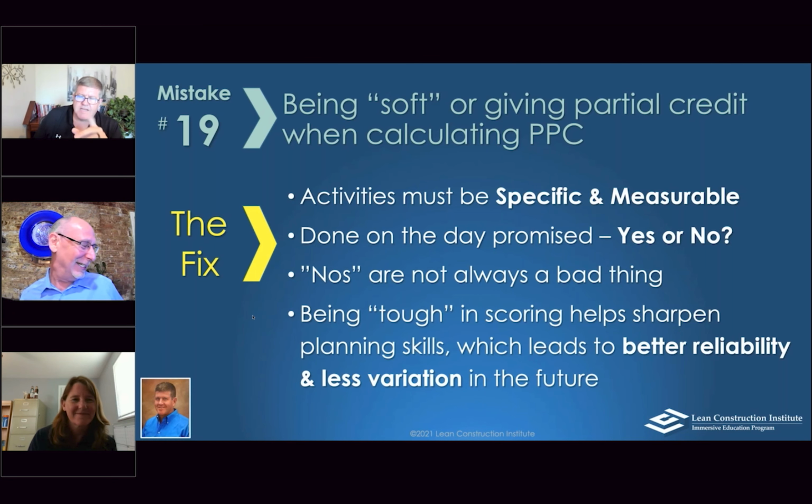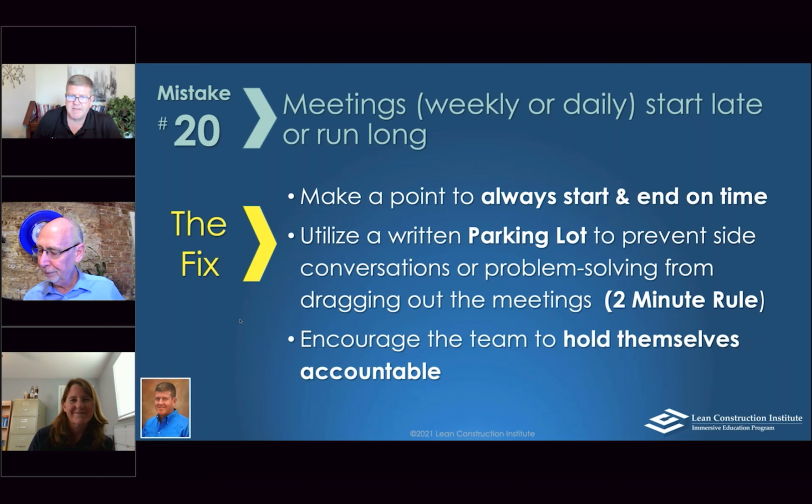So the counter, the fix to mistake 19, that last bullet, is being tough on your grading and on your scoring. It really helps people to sharpen their planning skills. So they really think about why they got those no's and what they can do about them next week so they don't get no's, so they get more yeses, right? Become more reliable, have less variation. That's what we're shooting for. Continuous improvement. Exactly. Back to the very beginning, continuous improvement and respect for people.